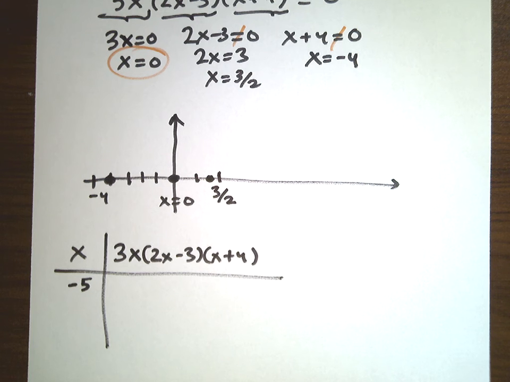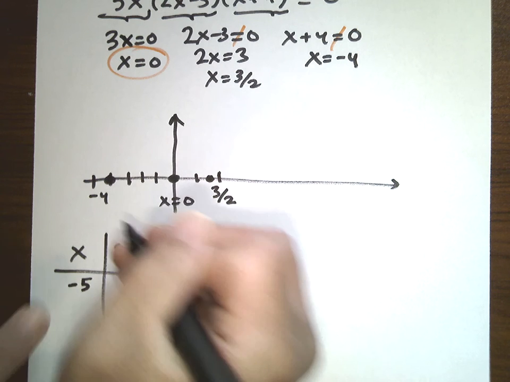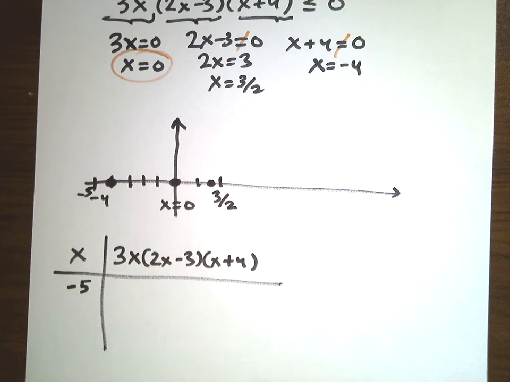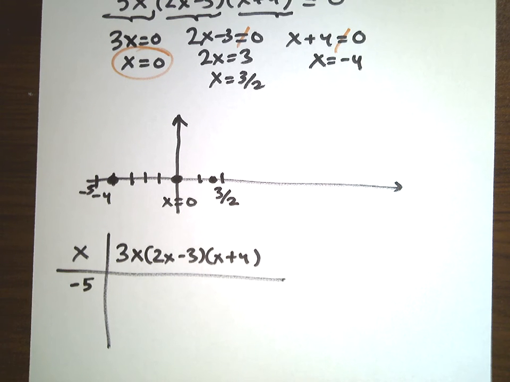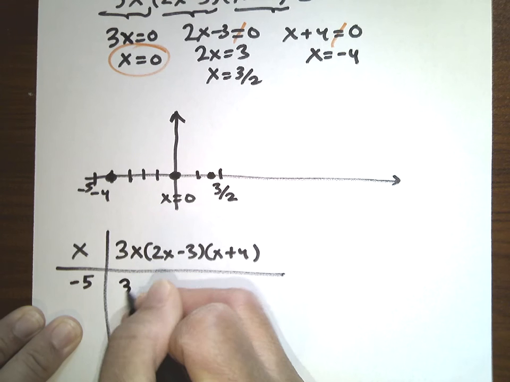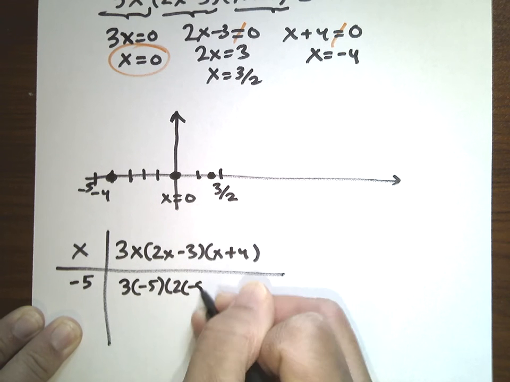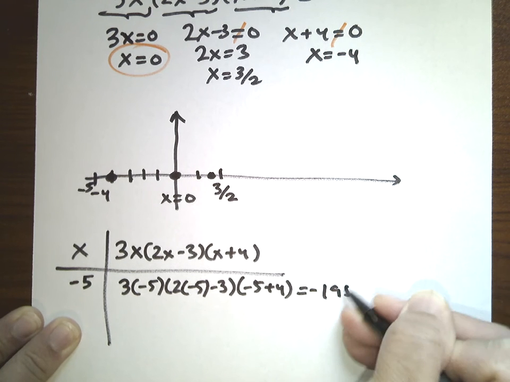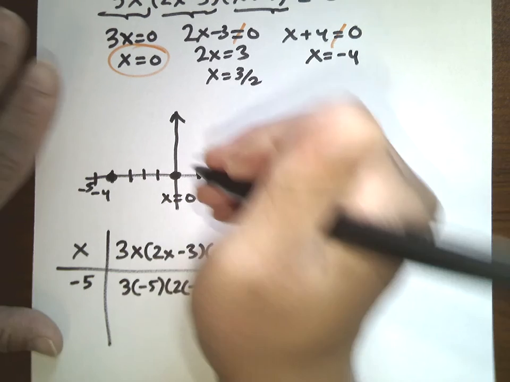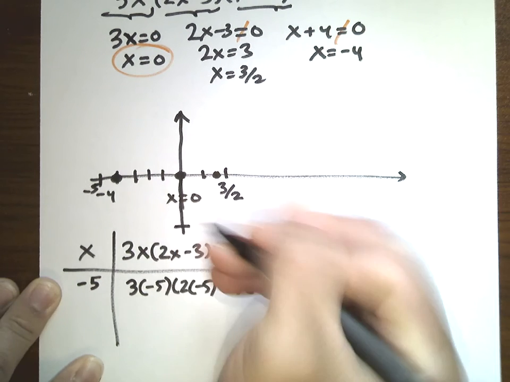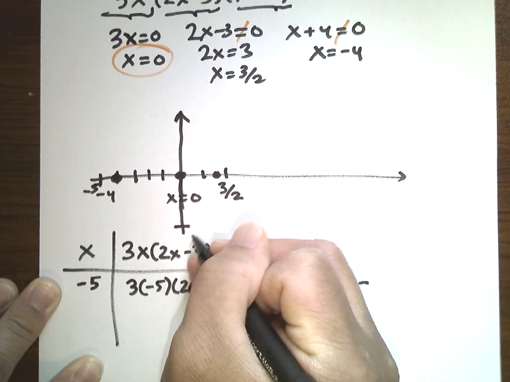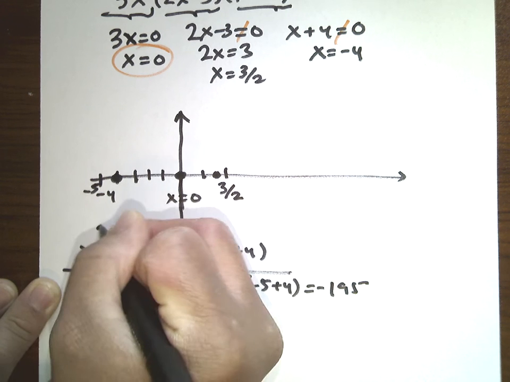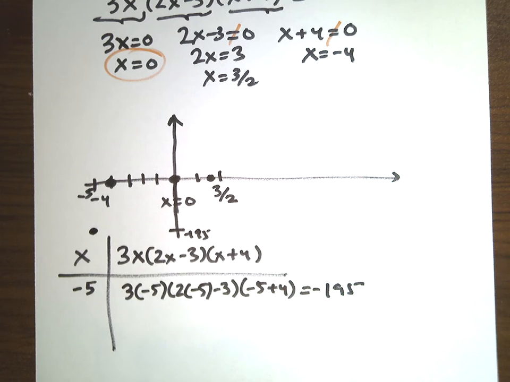So I have 3 times, so I could pick an x of negative 5 over here and see what I would get. So negative 5 times 3 times 2 times negative 5 minus 3, and then times negative 5 plus 4. So again, 3 times negative 5, 2 times negative 5 minus 3, and then negative 5 plus 4. That's negative 195. All right, so I know that way down here at negative 195, there's a point on the graph, all right? This isn't to scale by any means.